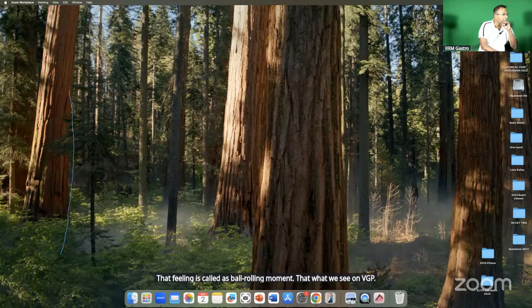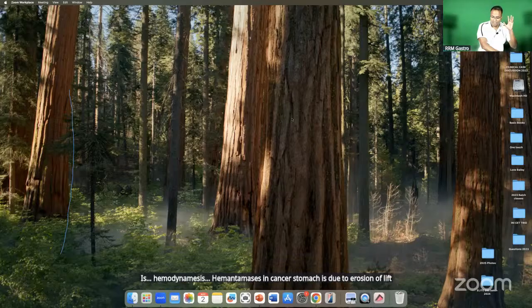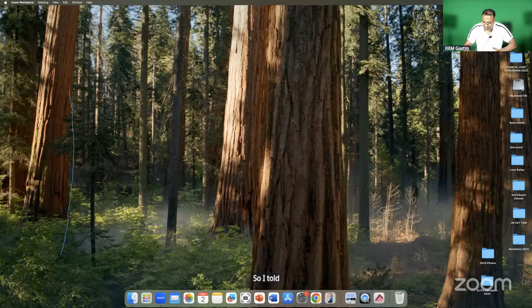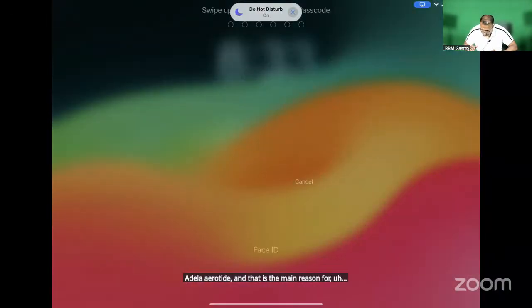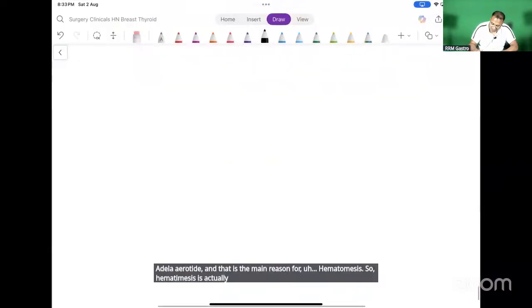Yes. Hematemesis in cancer stomach is due to erosion of the left gastric artery. I told you, the left gastric artery is right behind the stomach, and it gets eroded. That is the main reason for hematemesis. So hematemesis is actually very common with which among the tumors?